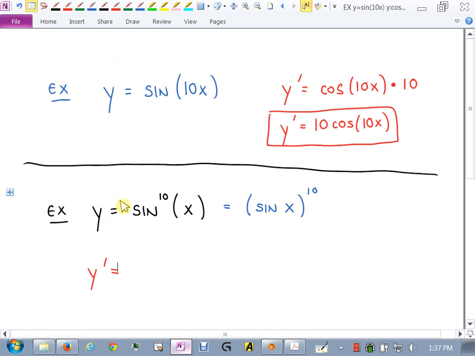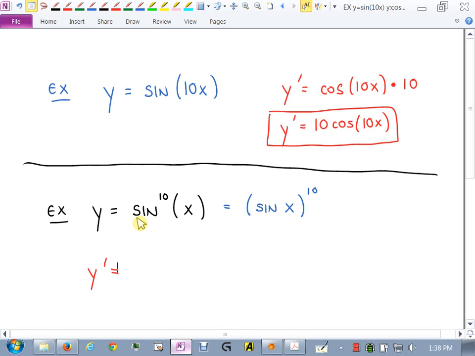Okay, so I said if you're going to do it the short way, you have to start with the outer first, right? So now I'm going to bring some props in here. I have sitting here a keyboard to the 10th power. What is the derivative of a keyboard raised to the 10th power? 10 keyboards raised to the 9th power, right? But what's the keyboard? Sine x, right?